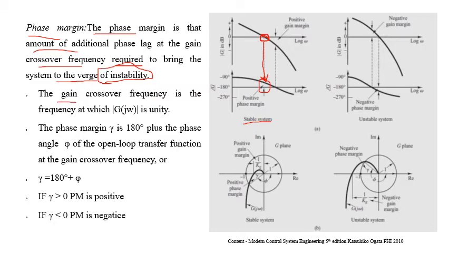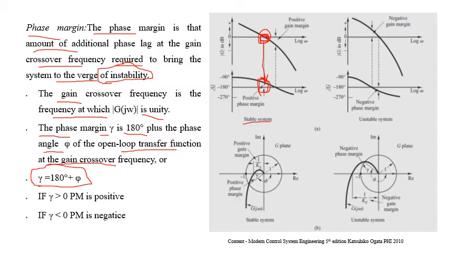So I am writing here, the gain crossover frequency is the frequency at which the modulus of G(j omega) is unity. So this is the point where the mod of G(j omega) is unity. Then the phase margin gamma is 180 degrees plus the phase angle phi of the open loop transfer function at the gain crossover frequency. That means you need to determine this angle. Whatever the angle you are finding at this point, you have to add 180 degrees to it, and that will give you the phase margin of the system.